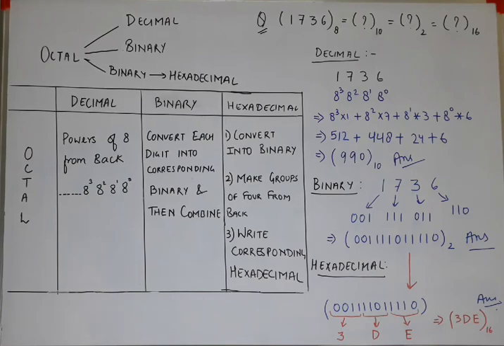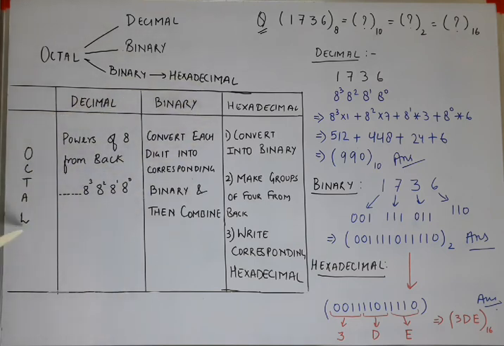Next we discuss the conversion of octal numbers into decimal, binary and hexadecimal. But here you can see that octal conversion into hexadecimal is not done directly. For that we have to first convert octal into binary, which we will study in this step, and then after converting it into binary, we'll convert it into hexadecimal.